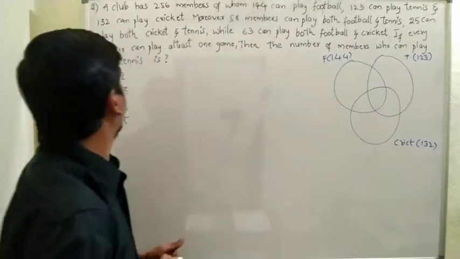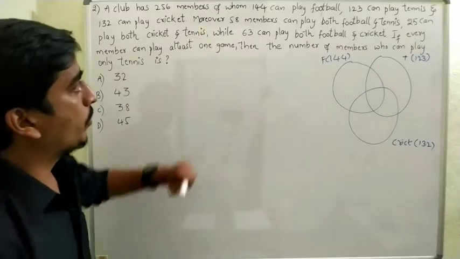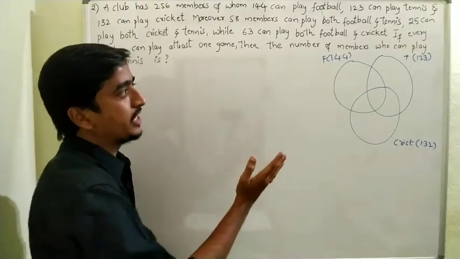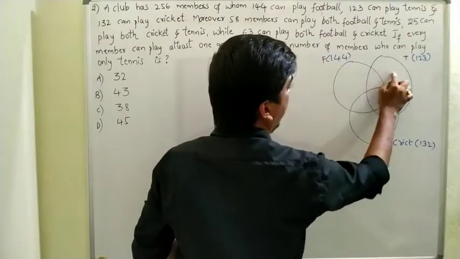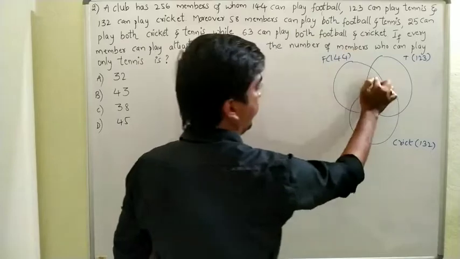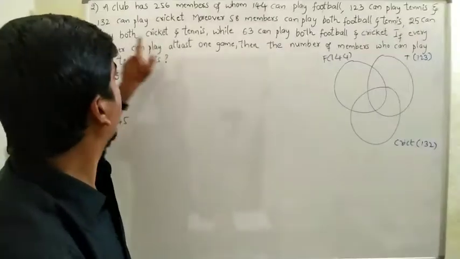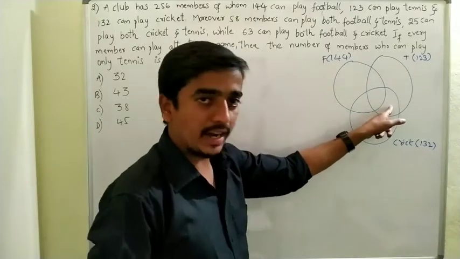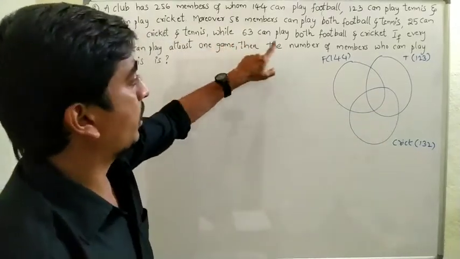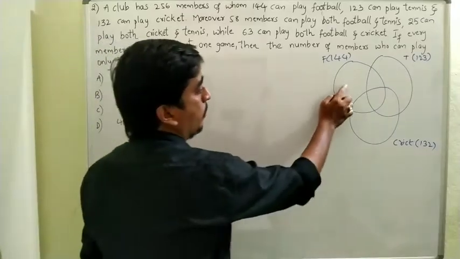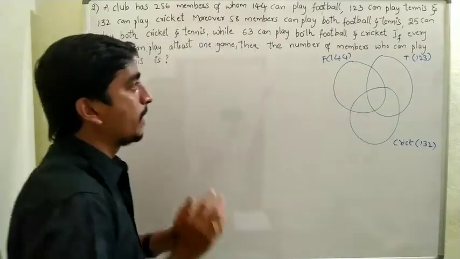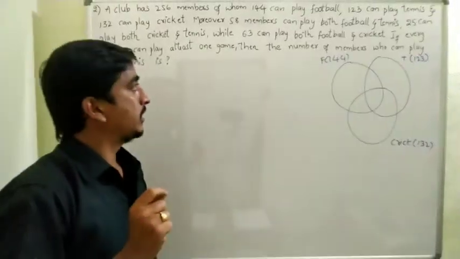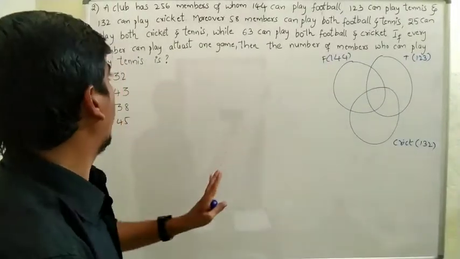132. Moreover, 58 members can play both football and tennis, and 25 can play both cricket and tennis, while 63 can play both football and cricket. If every member can play at least one game, then find the number of members who can play only tennis.